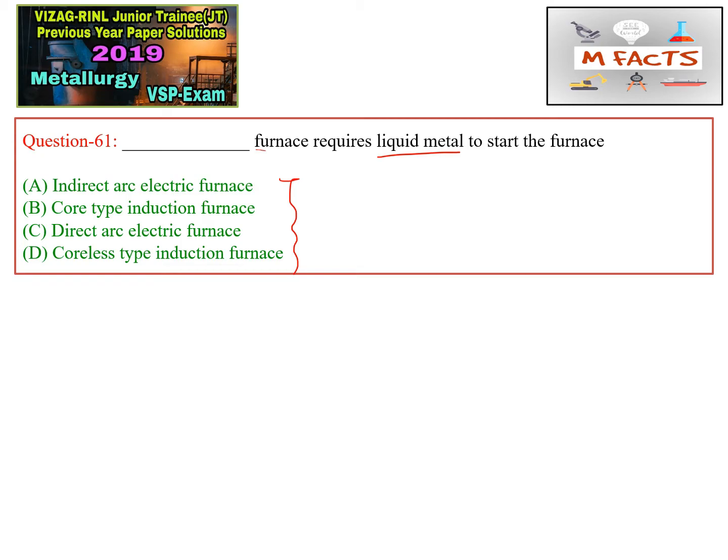Okay, so among these options, B, the core type induction furnace, basically requires liquid metal to start the furnace. So this is fixed for the core type induction furnace. So option B is correct for this question.